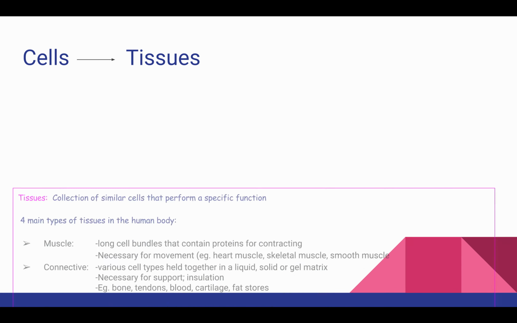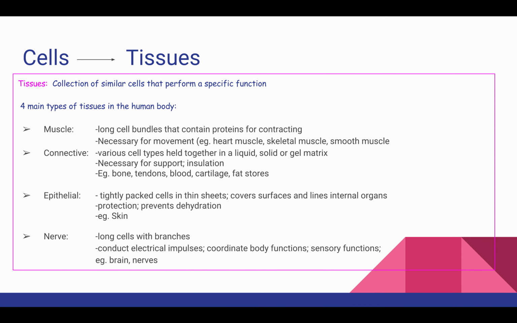When we have a collection of cells performing similar functions, then we refer to that as a tissue. So in our human body, we have four main tissue types. We have muscle tissue, and that's composed of long cell bundles that contain special proteins called actin and myosin that work together to allow contraction. This muscle tissue is necessary for our movement, and we have three types of muscle tissue.